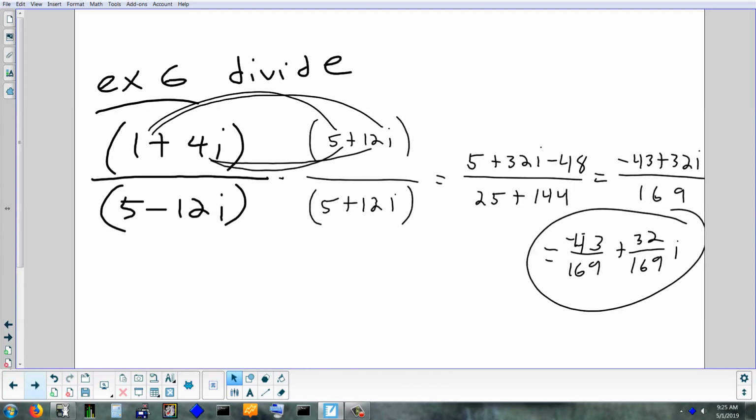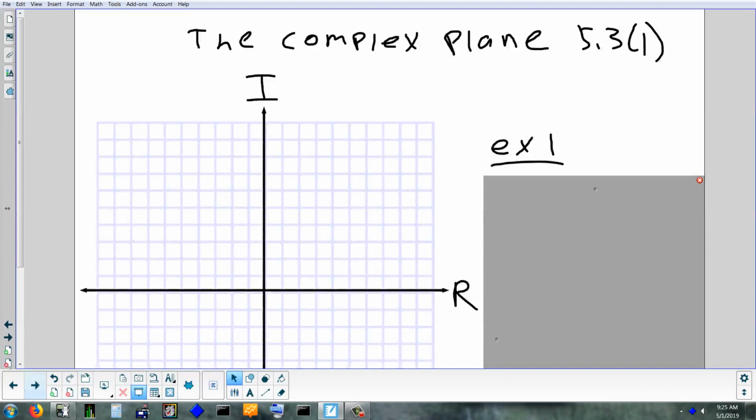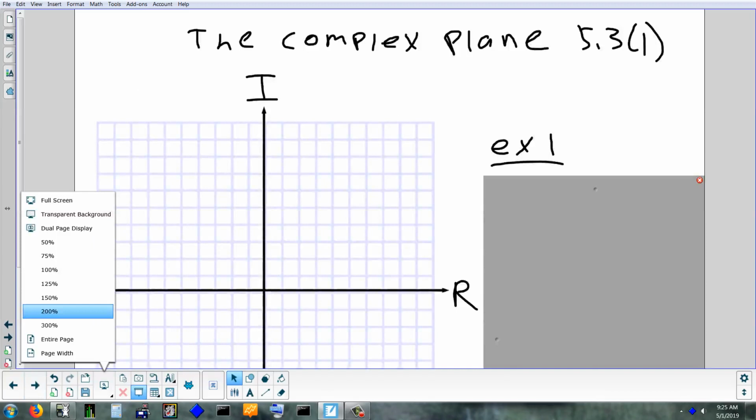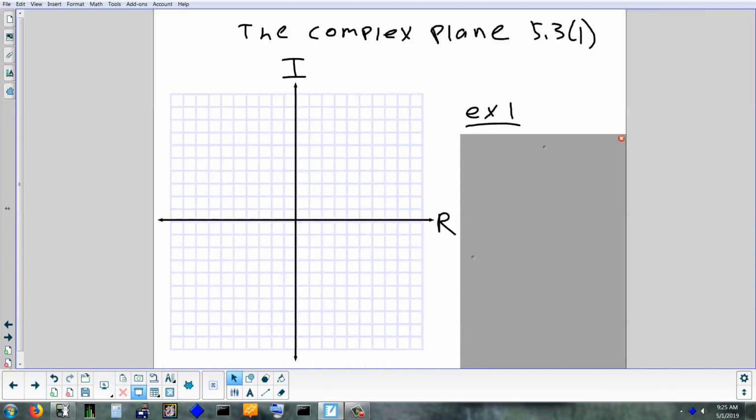All right. So last thing we're going to look at is we're going to start to see the connection between complex numbers and polar in section 5.3. All right. So when we start to look at the connection, one thing we have to understand is this. This is called the complex plane. It's not an x and a y axis. It's a real axis and an imaginary axis. So the real axis is horizontal. That's taking the place of x. And the imaginary axis is vertical. That's taking the place of y.